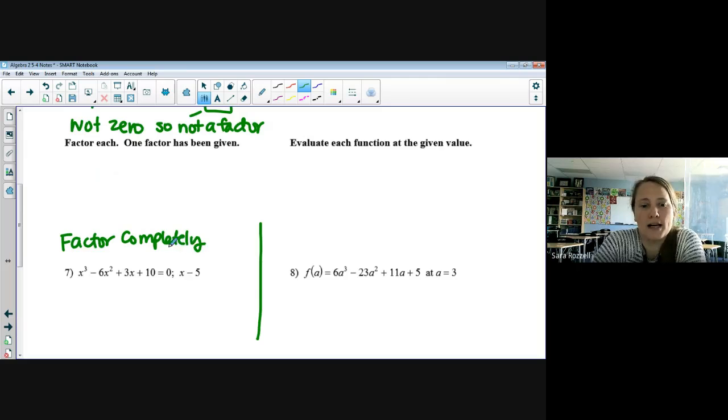So what's going to go in our box if I had x minus 5? 5, good. We got 1, -6, 3, 10. I didn't check, but let me see. 3, 2, 1, 0. Okay, no placeholders needed.